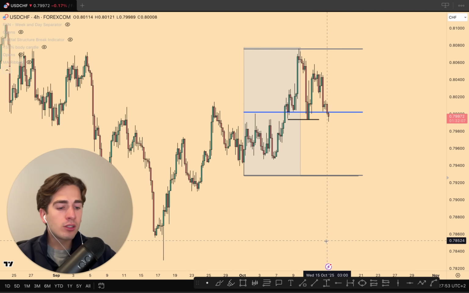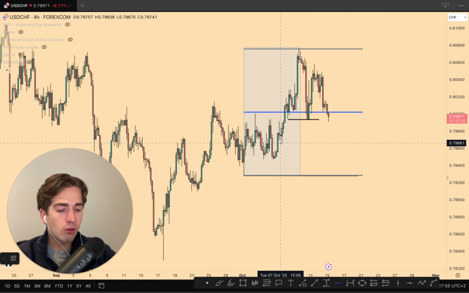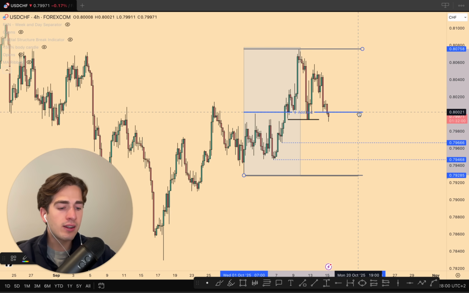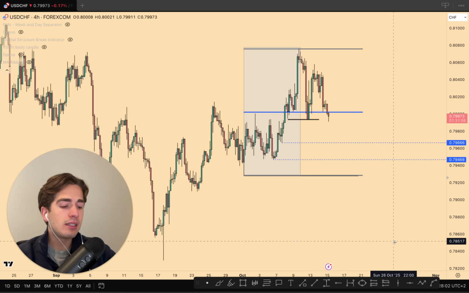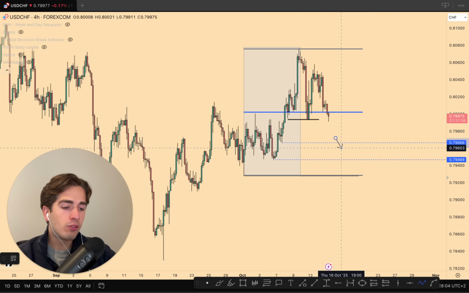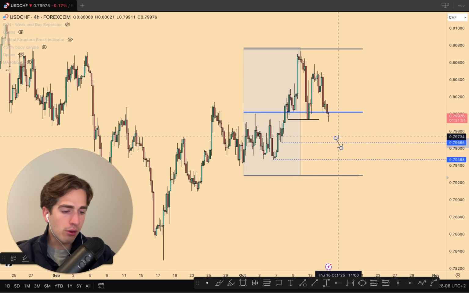Now, I'll be keeping my eyes open here on USDCHF, maybe for a little bit of a lower drive still, looking at this low here, and this low here, to see how the market reacts to these lows, and then potentially from there in the future we could look for a long position, but currently not at an interesting level.